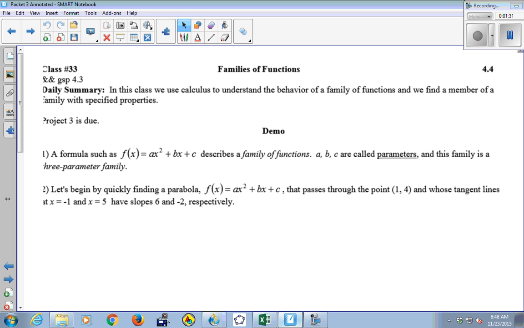A, B, and C, when you don't put numbers in them and you just leave them as constants that could be anything, those are called parameters. And so this particular family of functions is a 3-parameter family, because there are 3 parameters in there, A, B, and C.